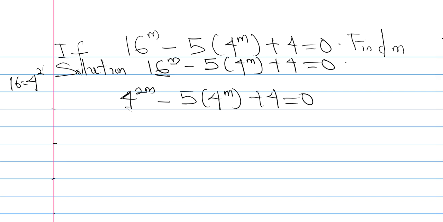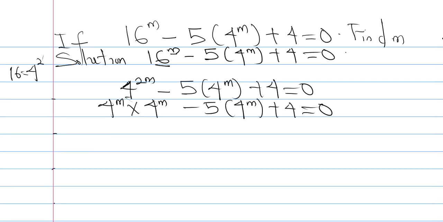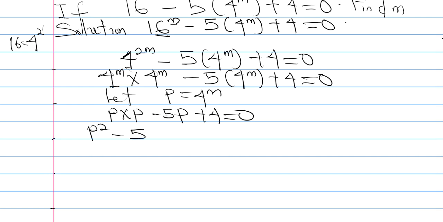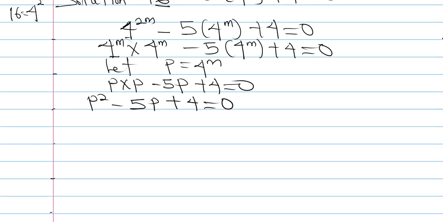Here I can split this value. I can say 4 raised by m times 4 raised by m minus 5 4 raised by m plus 4 equal to 0, right? Here now let me just say let p equal to 4 raised by m. So this one will be p times p minus 5p plus 4 equal to 0. P square minus 5p plus 4 equal to 0, right?